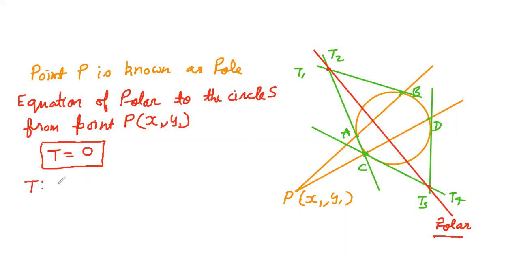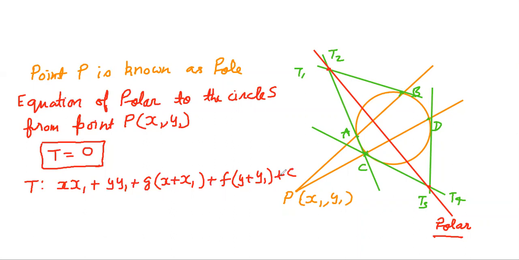x x1 plus y y1 plus g times (x plus x1) plus f times (y plus y1) plus c. This is the equation. We are writing this one. This is the equation of the polar. So here is a very interesting point: we have this polar, and we have conjugate points.